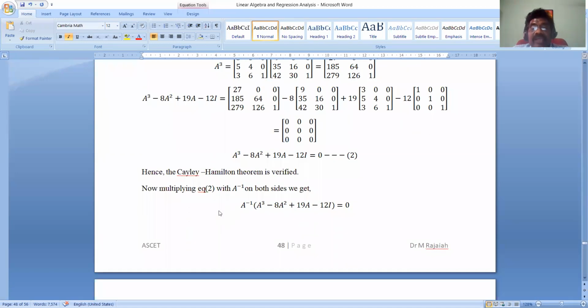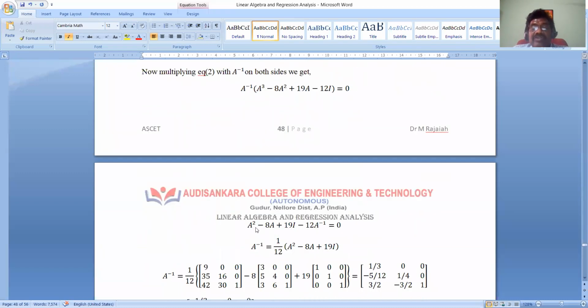Now multiplying A cube into A inverse, that means A inverse into A cube gives A square, minus 8 into A inverse into A square, plus 19 into A inverse into A, minus 12 into I into A inverse equal to 0. That is nothing but A square, minus A inverse into A is nothing but I, so I into A square is A square, minus 8 into A plus 19I minus 12 into A inverse equal to 0. That means a 0 matrix.